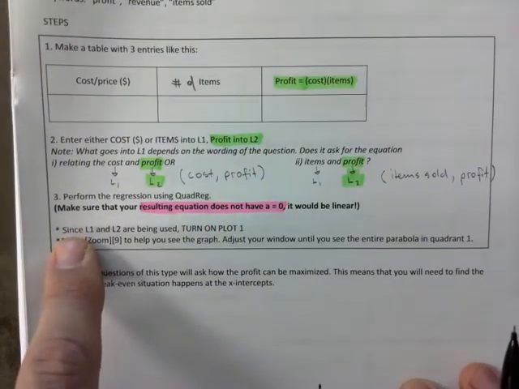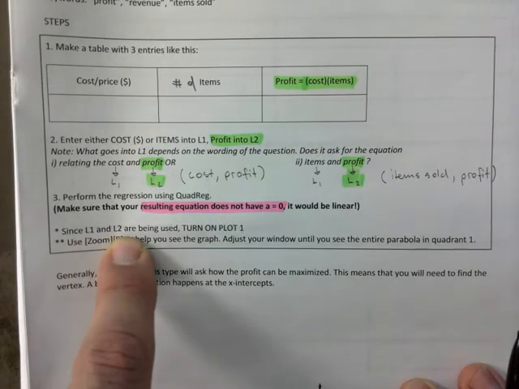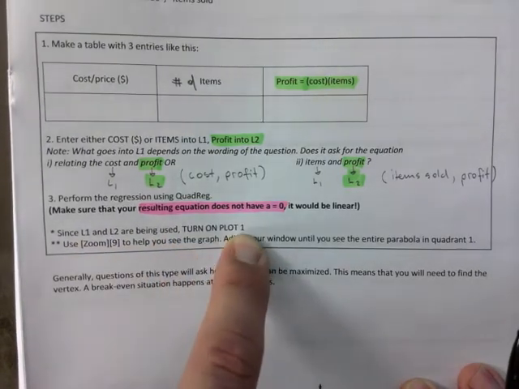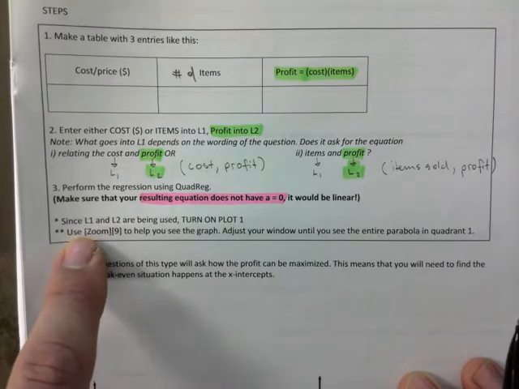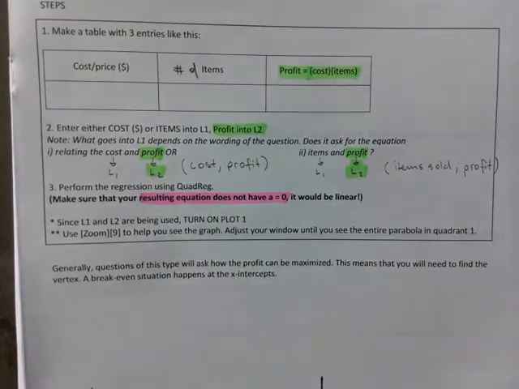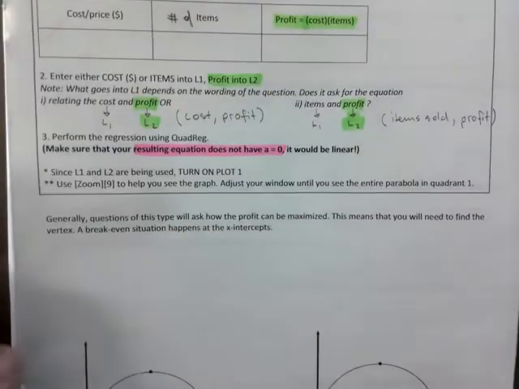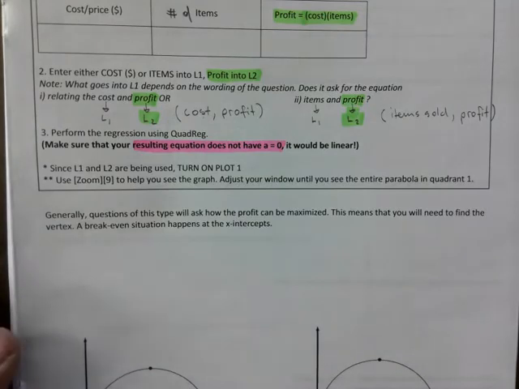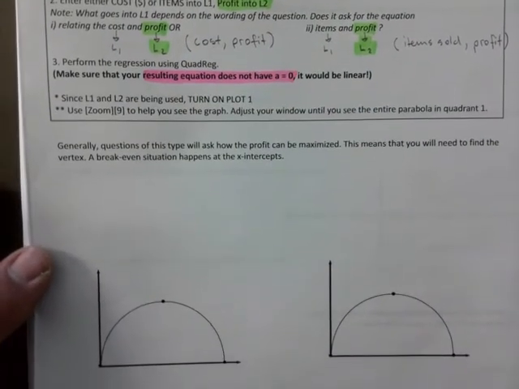Okay. Another star here: since L1 and L2 are being used, turn on Plot 1, no news there. Use Zoom 9 to help you see the graph, and adjust the window until you see the entire parabola. That's old news. So let's go, I want to at least finish this page, and then we're probably going to call it quits today.